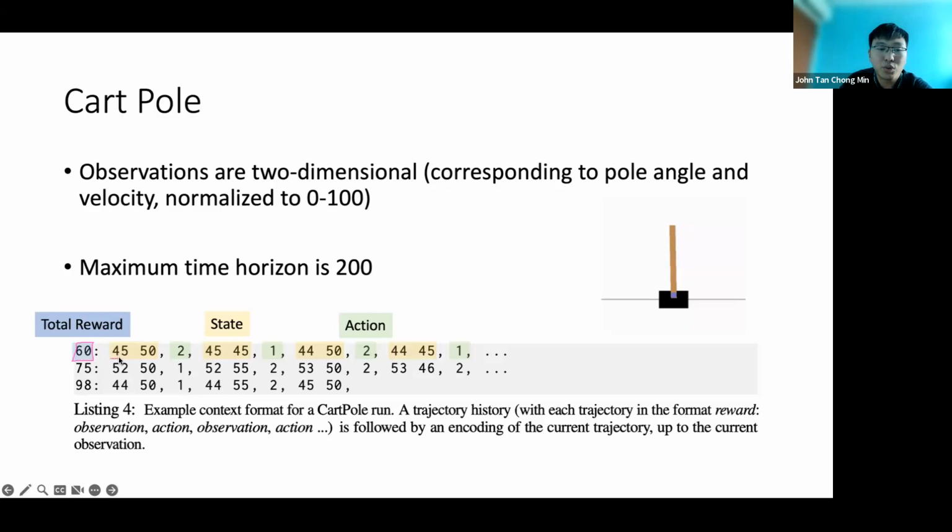And then they discretize the states into bins for the pole angle and the velocity. And so 2 or 1 is for the action, either left or right. So 2 is probably right and 1 is left. And so you try to balance the CartPole. Given this as context, you give a random reward like 101, you give your starting state, and then you try to predict the next action. Yeah, so this is what they did.